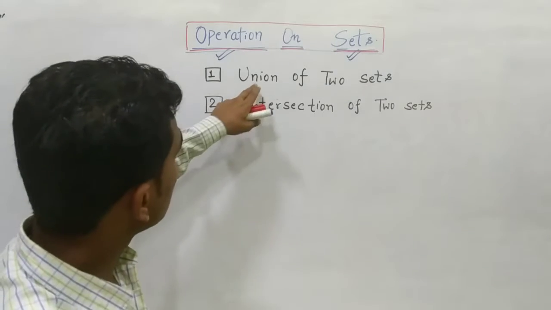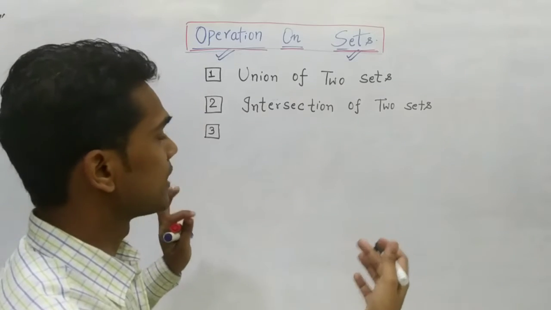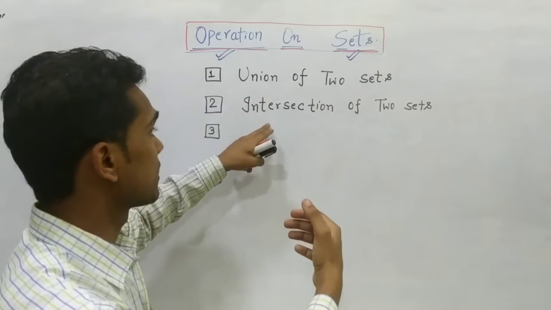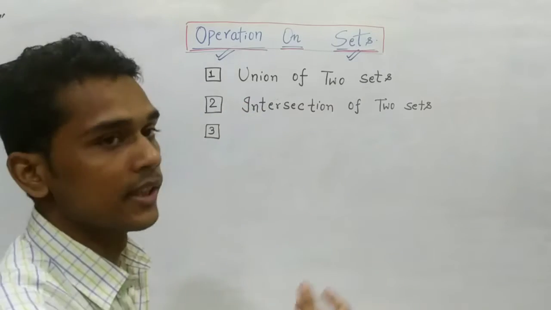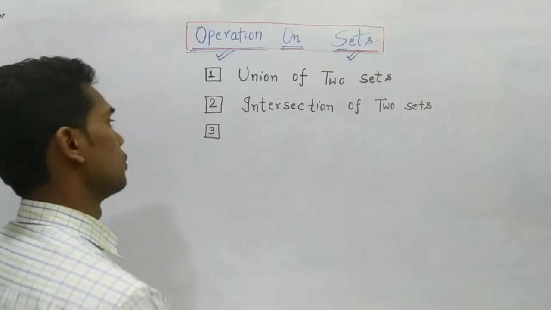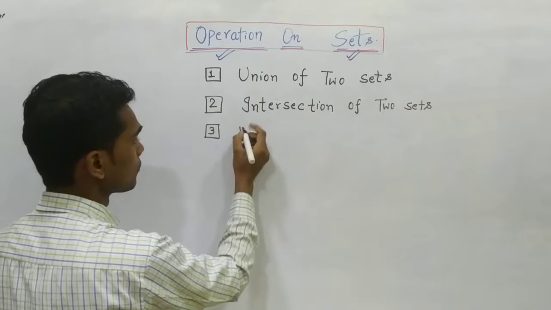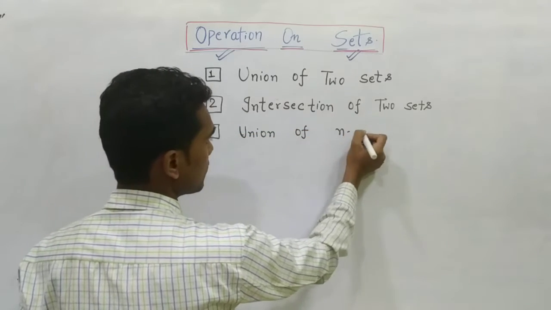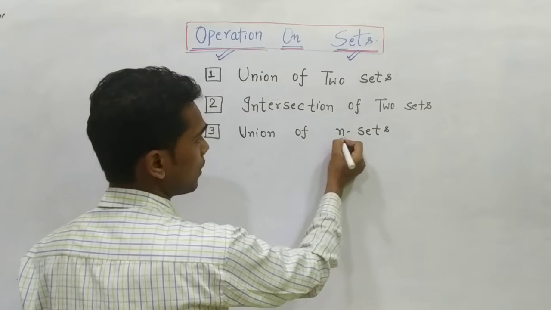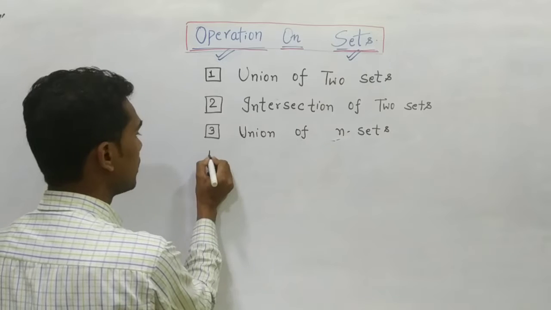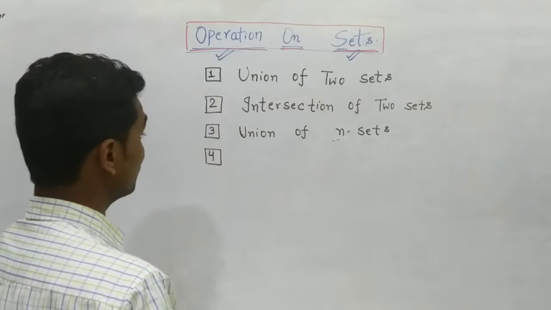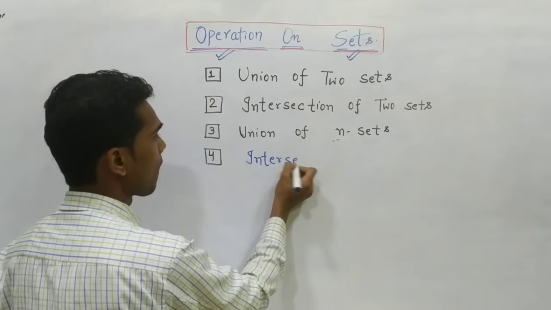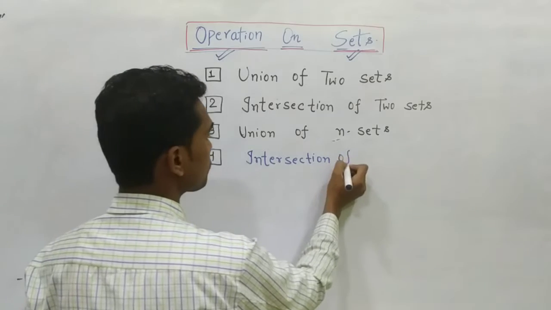Number 3, we can use union and intersection on general terms of sets. If we have more than two sets like A, B, C, D and we want to apply union or intersection, then generally for more than two sets: union of n sets. If we have more than two sets like 3 sets, 4 sets, 5 sets, and similarly intersection of n sets.